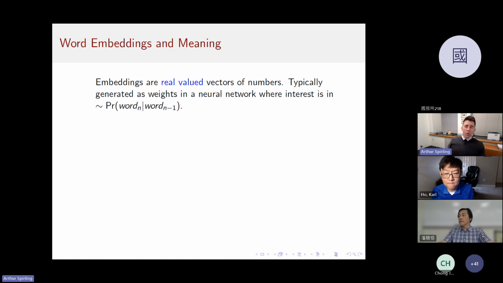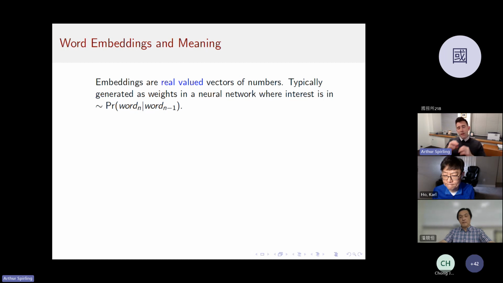Where do they come from? Well, typically they come from some sort of problem like in the way I've described here, where we're trying to predict the word that comes next given the word that's come before. Now, in actual practice, this architecture, which is the term that's used, might differ a bit. Sometimes we're trying to predict the next word. Sometimes we're trying to predict the word in between a bunch of words. That part doesn't matter for our purposes today.